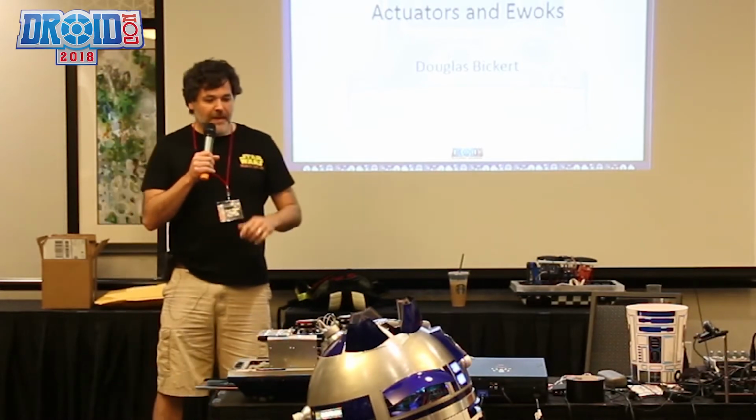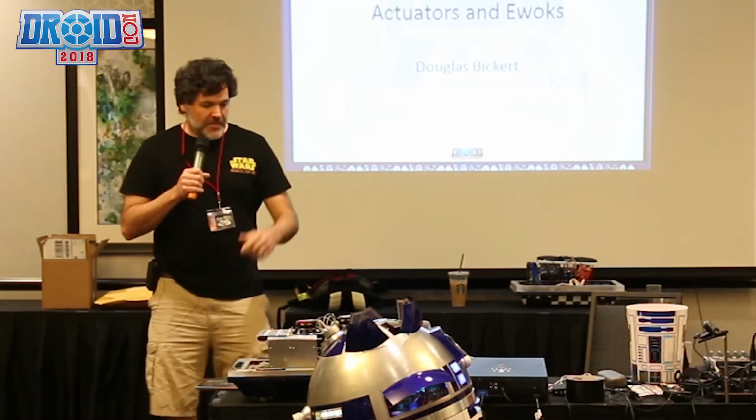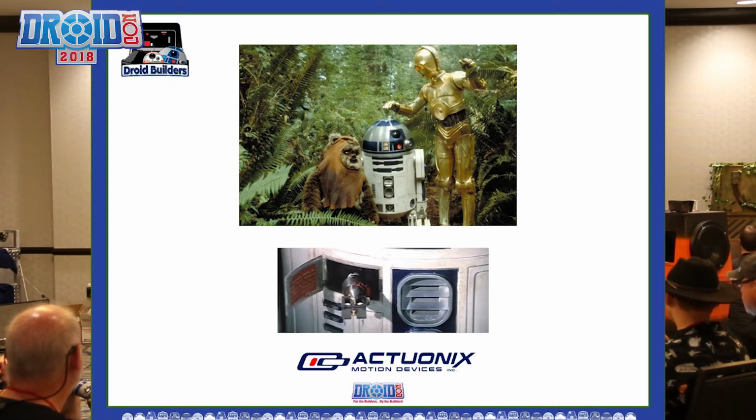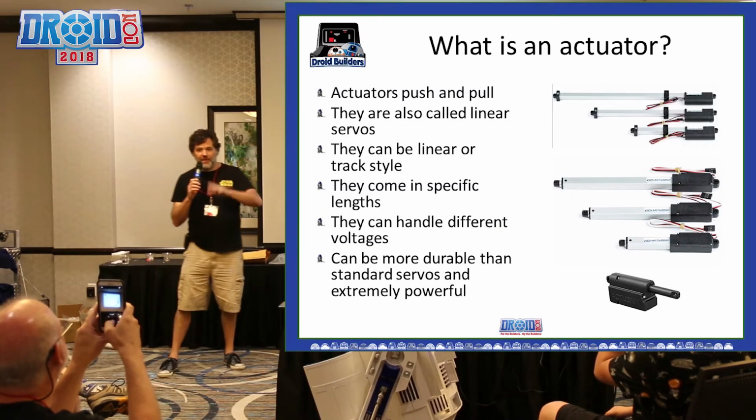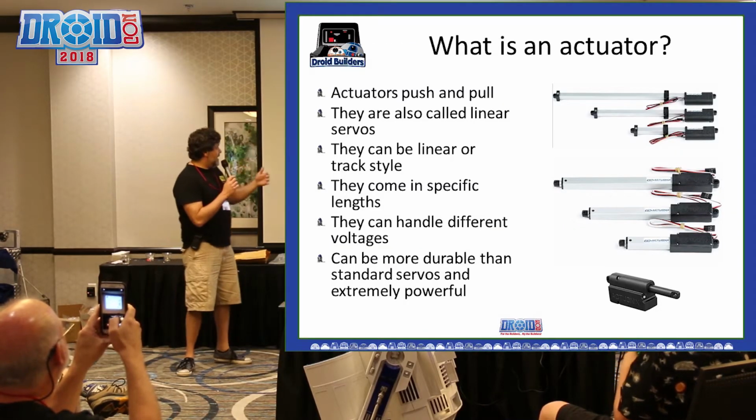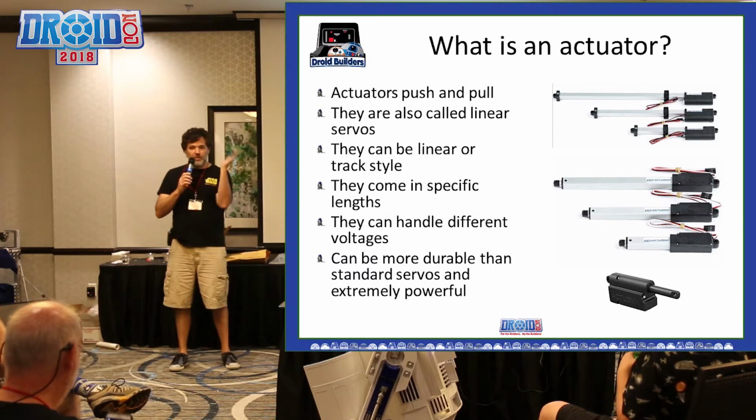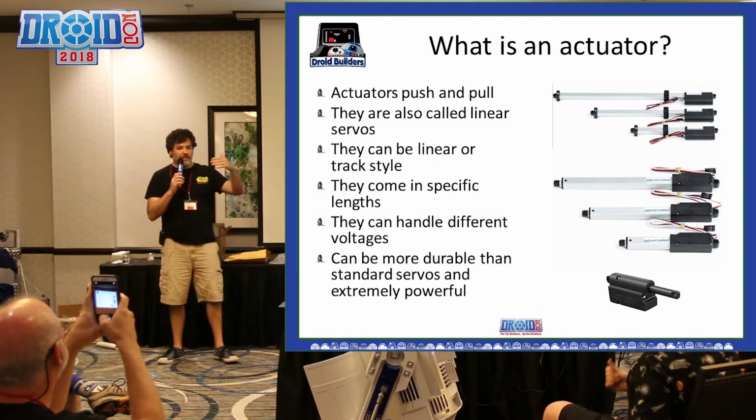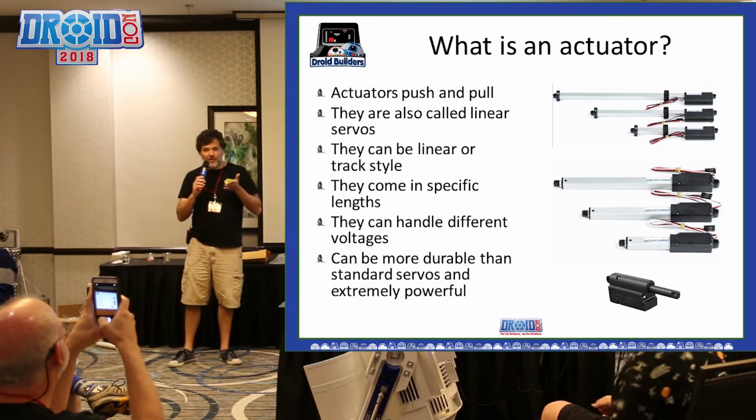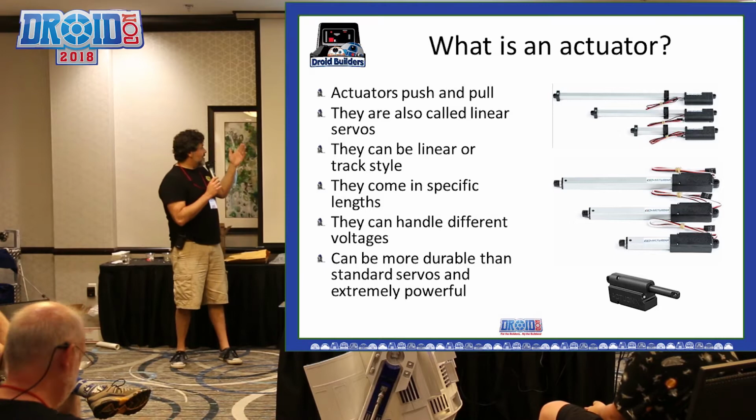But first, we're going to talk about what these things are. So, actuators and Ewoks. First of all, what is an actuator? Well, we all know what servos are, but a lot of people ask, what's an actuator? Whereas servos rotate, actuators push and pull stuff. So when you see the zapper coming out of a bot, that's an actuator pushing it and pulling it.